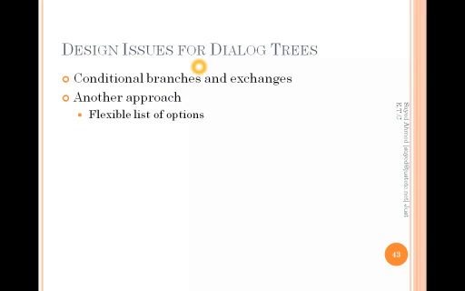Okay, design issues for dialogue trees. You can implement dialogue trees in two different ways. You can think as a developer or as a designer. As a designer, you can give dialogue trees as conditional branches and exchanges, or you can give a flexible list of options. In conditional branches and exchanges, you can show multiple menus of dialogues.